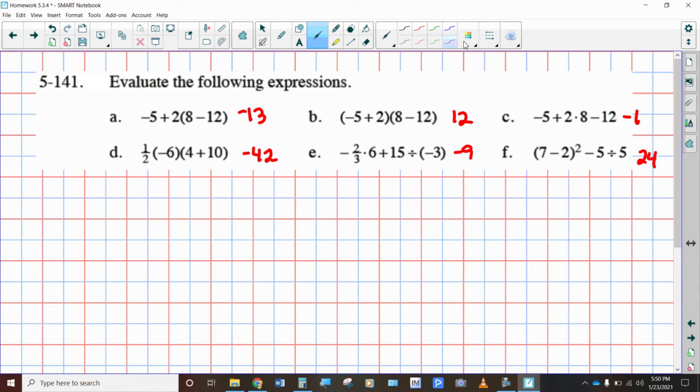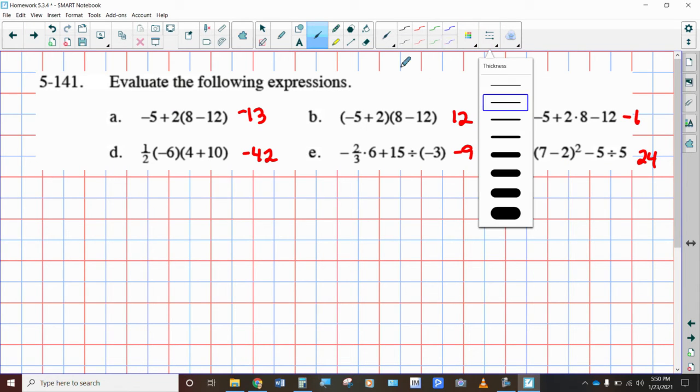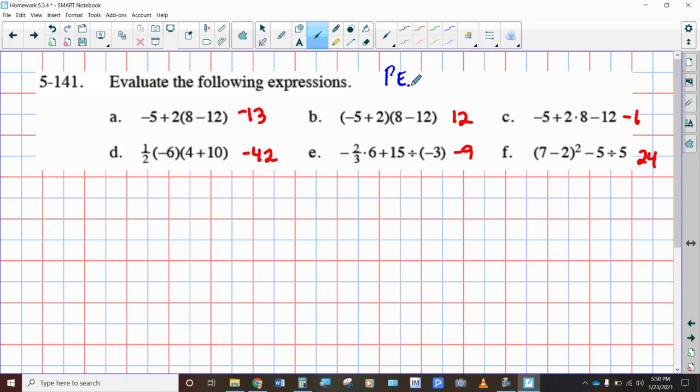And order of operations, this has really been very popular recently. So I don't want to go through and do all of these if you don't need me to do all of them. I'll do a couple. Let's do, maybe I'll do E and F.